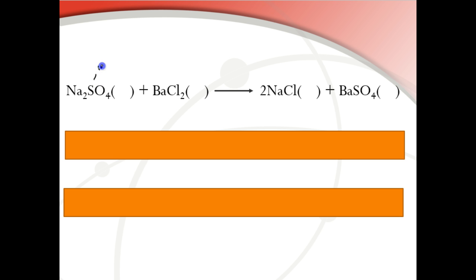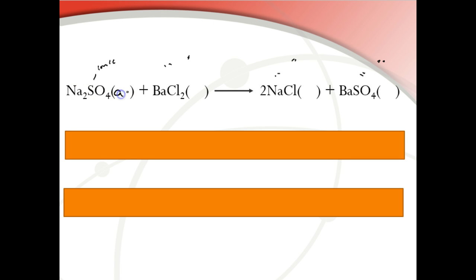Well, these are all ionic compounds, right? All of these guys are ionic compounds. And so what we use is the solubility rules to determine if they're soluble or not. Soluble ionic compounds are strong electrolytes. Non-soluble ionic compounds are not strong electrolytes. They're weak electrolytes.